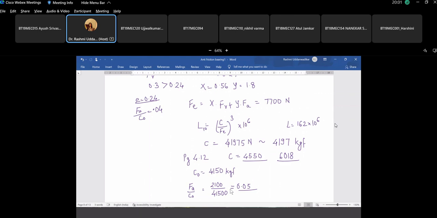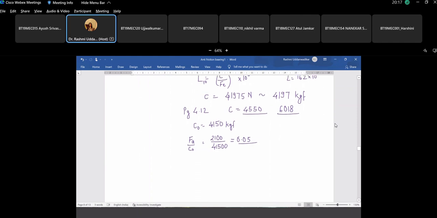We can try one more combination. Let us assume we were working with self-aligning bearings. Since it's an iterative process for the same problem, although this is correct, the kind of bearing that should be selected is 6018, which is a deep groove ball bearing with diameter of the shaft 90. The same problem we are again trying to solve, assuming it is a self-aligning ball bearing.